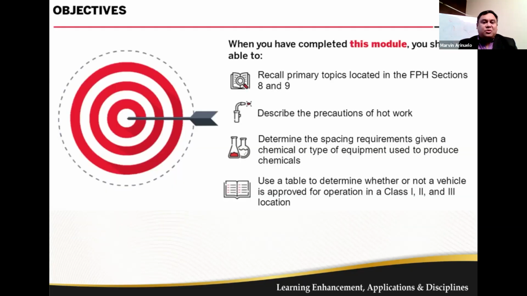If you complete this module, you will be able to recall the primary topics in Fire Protection Handbook, Section 8 and 9, describe the precautions of hot work, determine the spacing requirement given a chemical or type of equipment used to produce the chemical, and use a table to determine whether or not a vehicle is approved for operation in a Class 1 to 3 location.